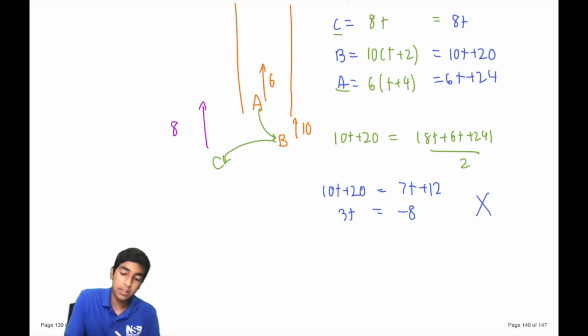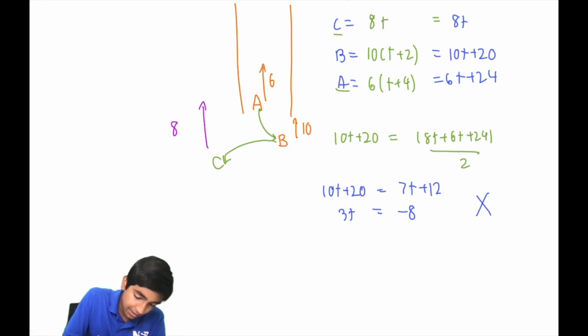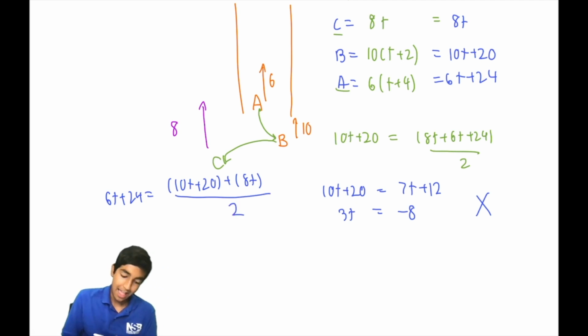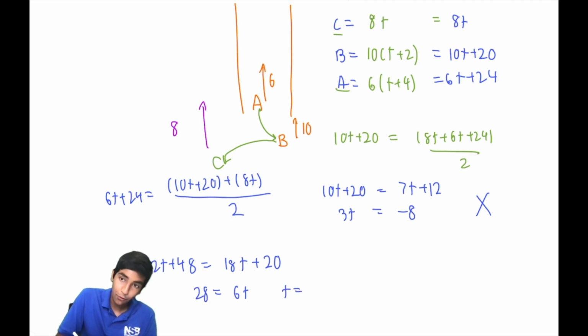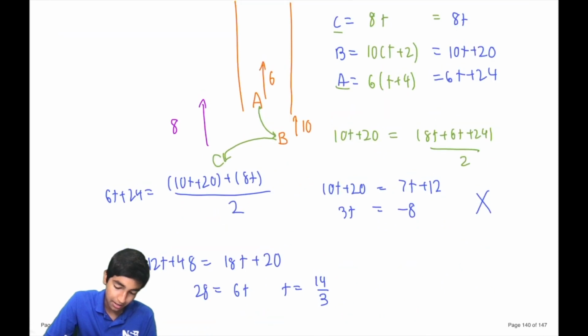Now what about if Al is in the middle? Then 6t plus 24 is 10t plus 20 plus 8t, divided by 2. And this becomes 12t plus 48 equals 18t plus 20. So 6t equals 28, t equals 28 over 6, which is 14 thirds. Okay, so if t equals 14 thirds, maybe that works, but let's first check the last case.